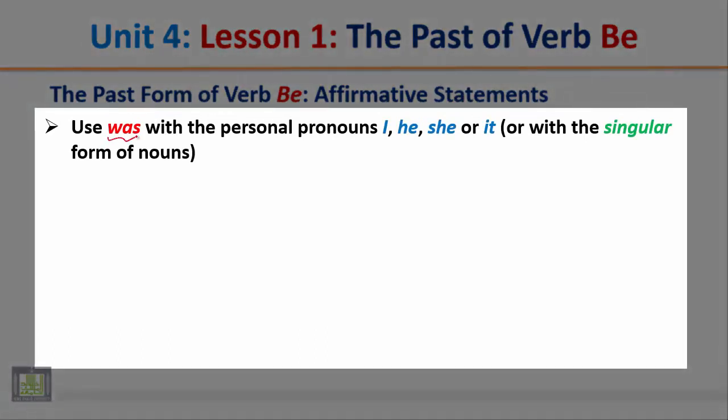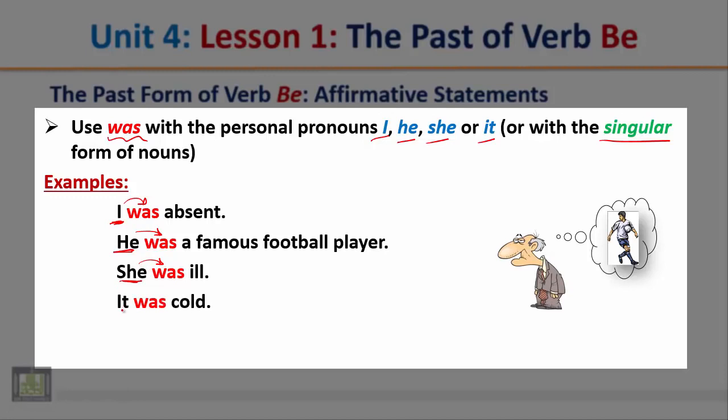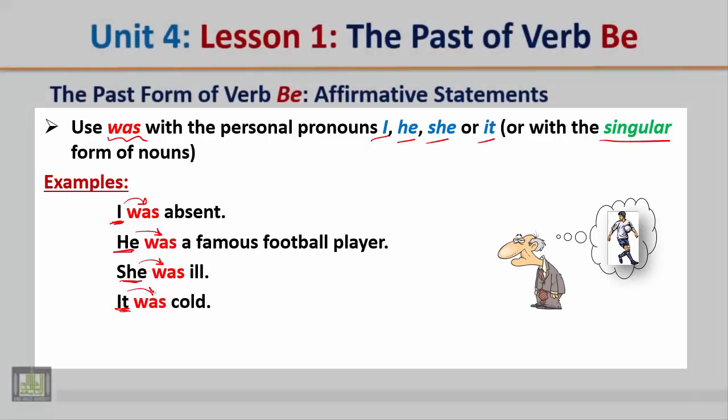Use was with the personal pronouns I, he, she, it, or with the singular form of nouns. Examples: I was absent. Notice here, after the subject pronoun I, we use the verb was. He was a famous football player. Again, after the subject pronoun he, we also use was. She was ill. Again, after she, we also use the verb was. It was cold. Again, after the subject pronoun it, we use was.